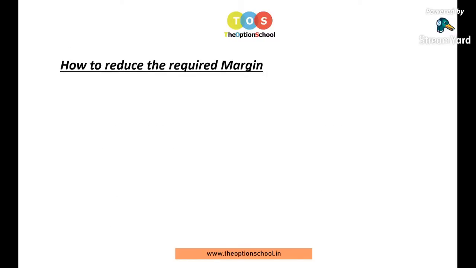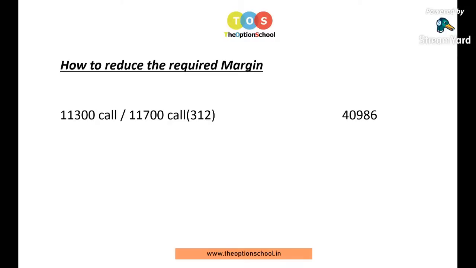Now let us see what has happened. See this 11,300 call, which was asking for 1,13,000 rupees. If I sell that 11,300 call of 27th August and buy the 11,700 call of 6th August, which is costing only 312 rupees, this is the real trick. I am buying the 11,700 call, which is just less than 5 rupees; 312 rupees is the cost.